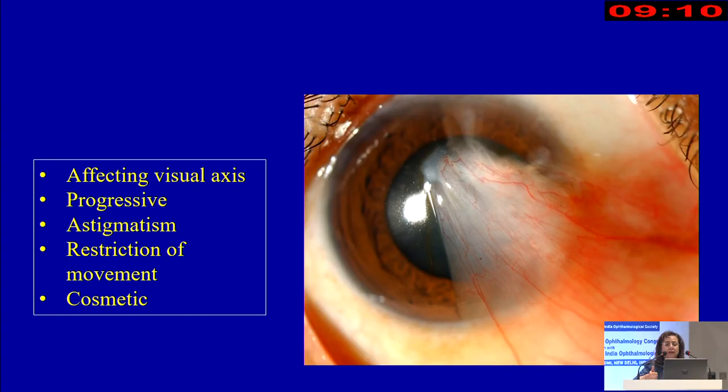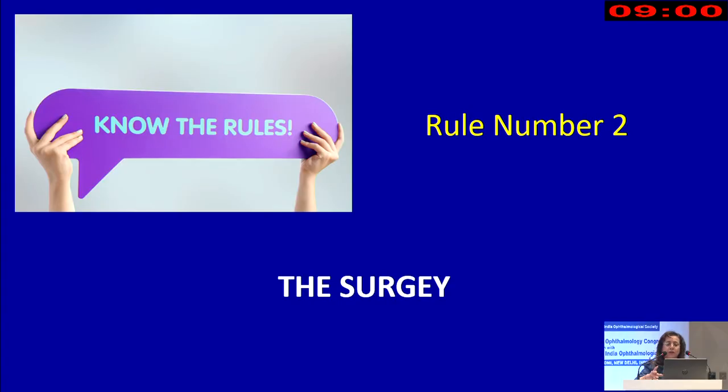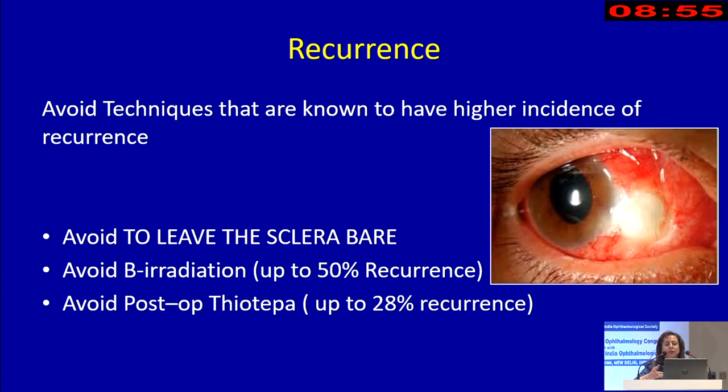But if it's affecting visual acuity, it's progressive, causing astigmatism, restriction of movement, and even cosmetic concerns, then it is an indication for removal. Then the second rule is the actual surgical technique. Avoid surgical techniques which are known to have a higher incidence of recurrence. You do not want to leave a bare sclera at all without any epithelial cover, because that induces inflammation, and inflammation is a big culprit for recurrence.